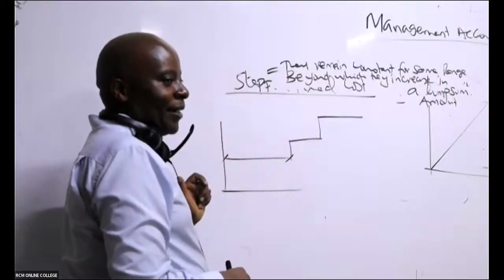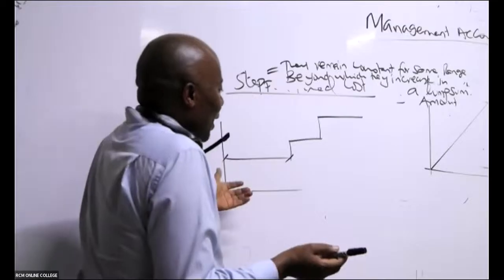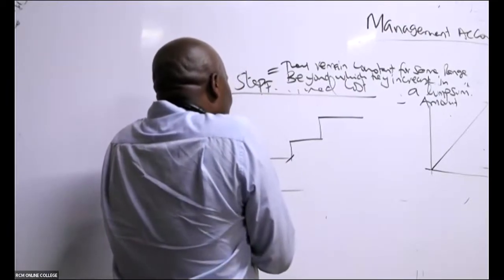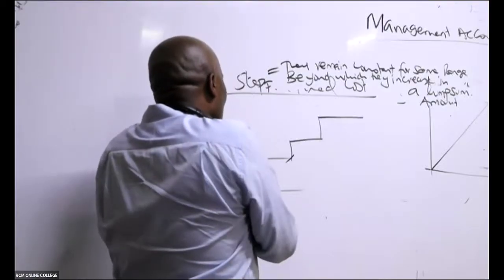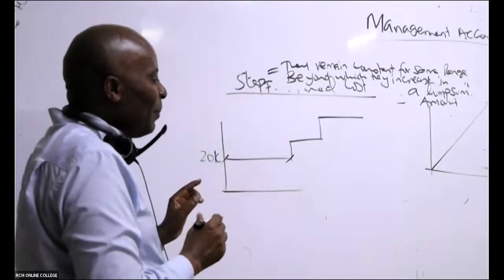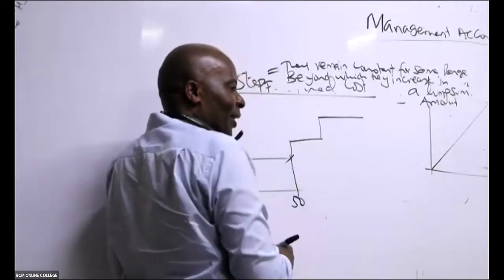For example, we agree with my landlord here that if I'm going to get 20 students, he gives me just one room, and for this room I'll be paying 20K. But should these students exceed, say, 50, then, Mr.